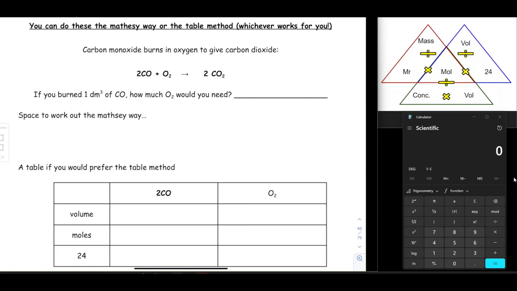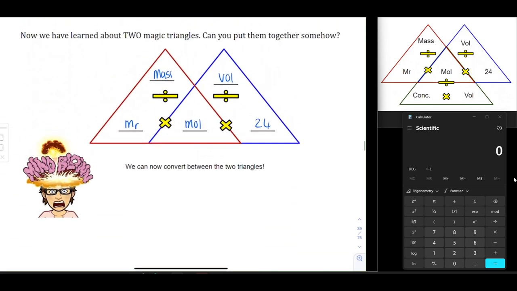In this lesson, we are going to learn to convert between two magic triangles. So we've already practiced the mass mole Mr triangle, which is the red one here, and we're now going to convert between the red triangle and the blue triangle. If we're talking about gases, we can convert into the gas triangle as well.